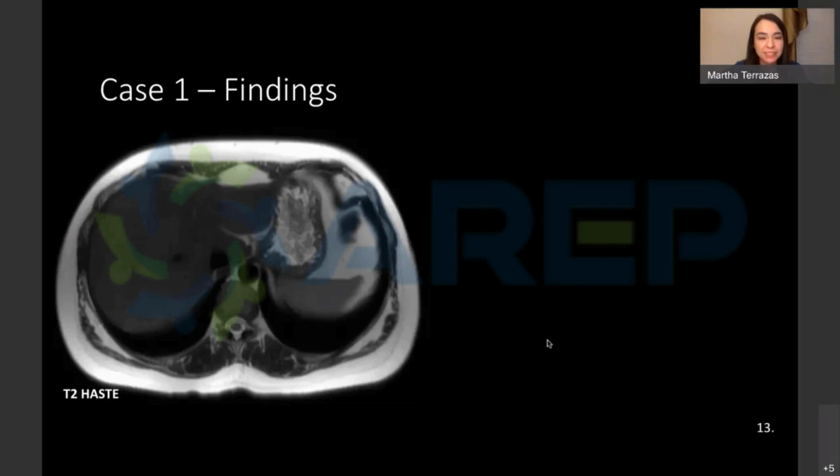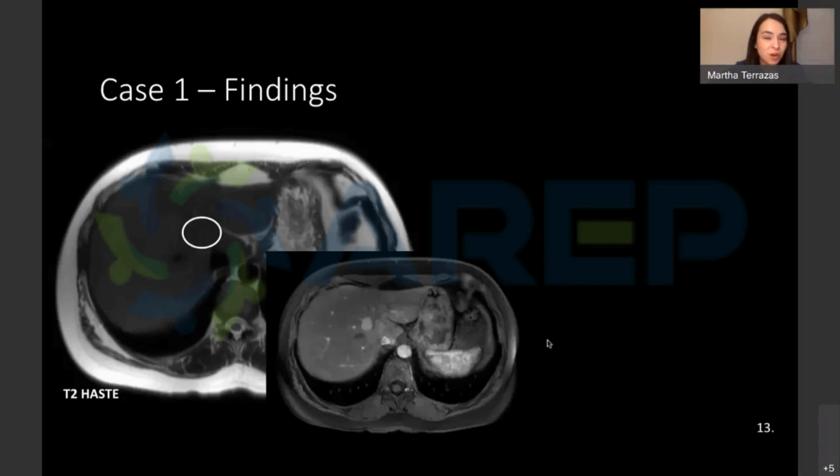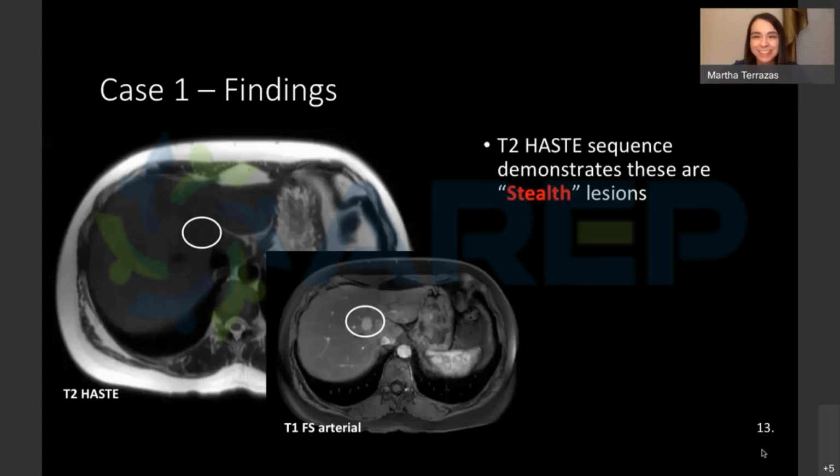So we have a T2 HASTE, and we know it's T2 because our fluid is bright. And this is a finding because we don't see anything there where we actually saw that arterially enhancing liver lesion on our arterial phase. Also, you'll see numbers at the bottom sometimes, and that's just my references. So if you wanted to read more about this finding, number 13 would be my 13th reference. Just to let you guys know.